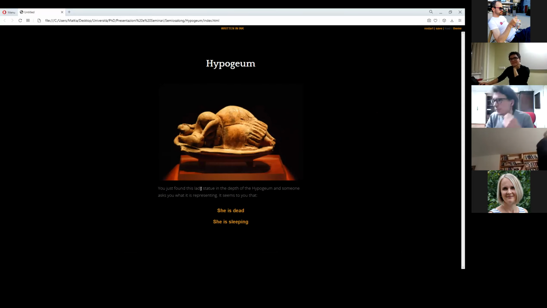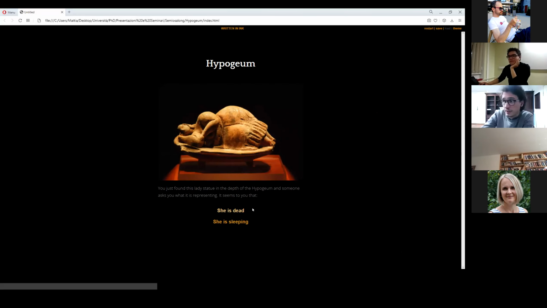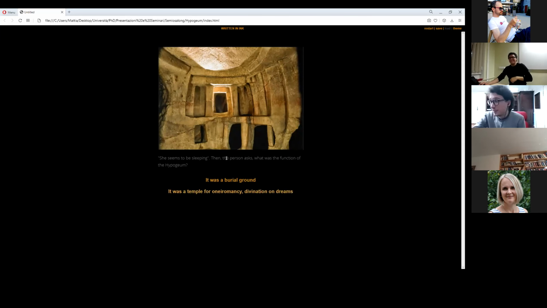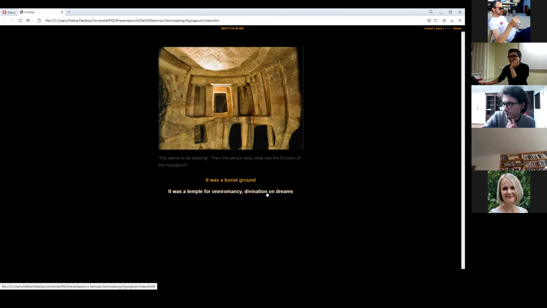So you just found this lady statue in the depths of the Hypogeum, and someone asks you what it is representing. Israel, it seems to you that she's dead or she's sleeping? Sleeping. Okay. So she seems to be sleeping, you say. Then the person asks, what was the function of the Hypogeum then? Was it a burial ground or a temple for oniromancy, which is the divination of dreams? A divination of dreams, yeah.